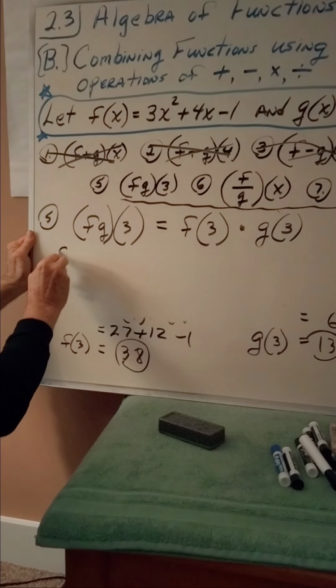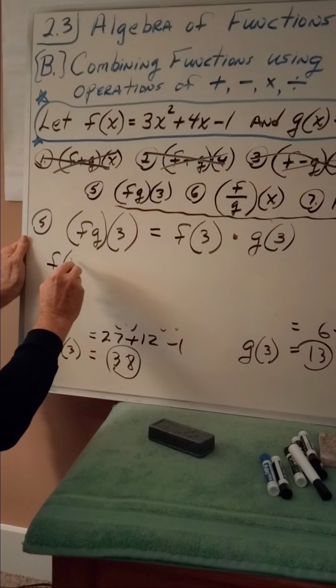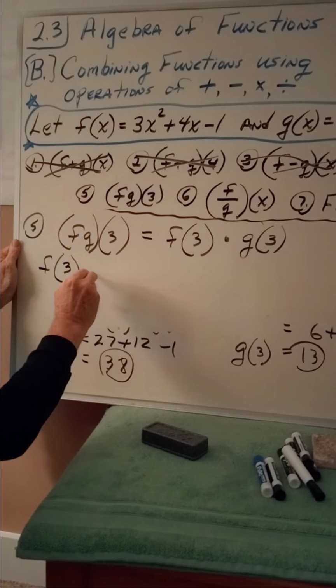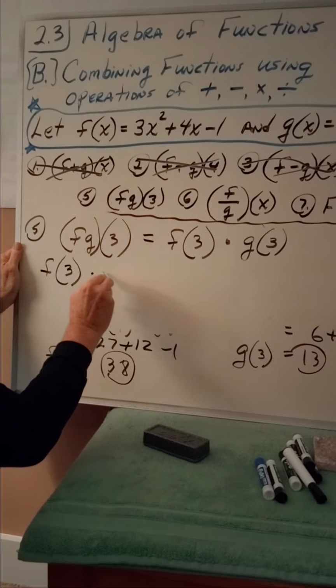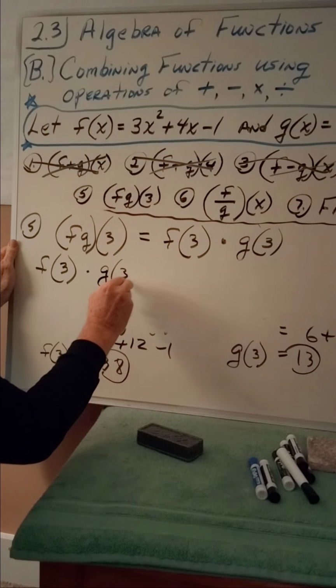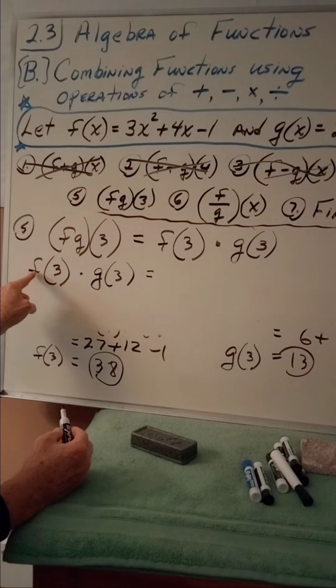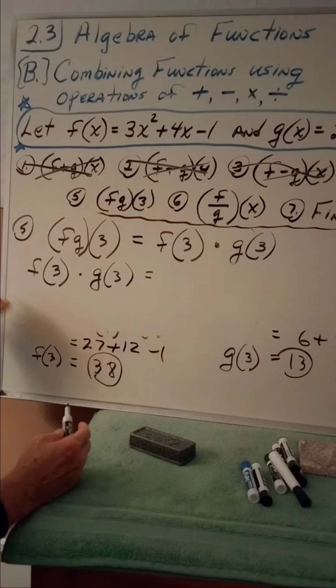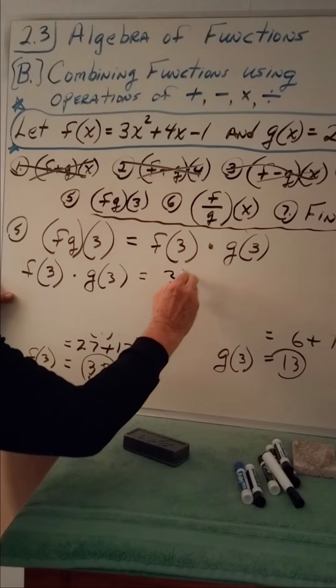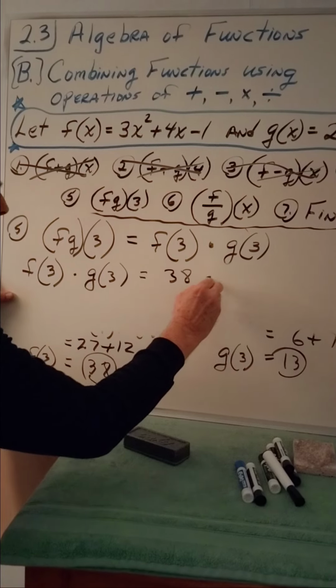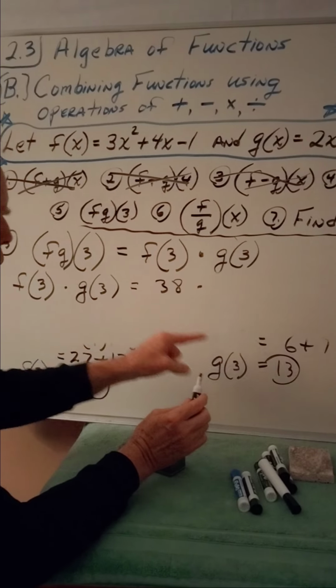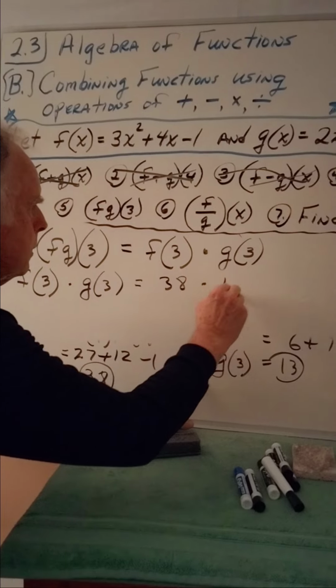The value of f when the domain is 3 times the value of g when the domain is 3 is equal to the value of f when the domain is 3, which was 38, times the value of g of 3, which was 13.